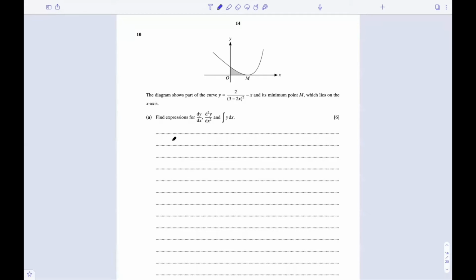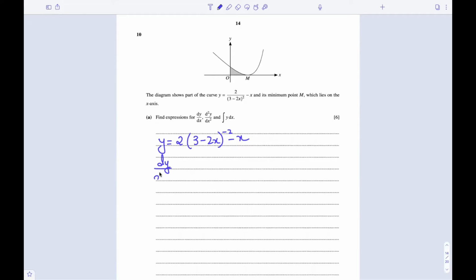In this question, we have a curve for which we have to find the derivative, the double derivative, and the integral. To find the derivative, we make sure that our expression is in the numerator, so we write it as 2 multiplied by (3 minus 2x) to the power minus 2, minus x.